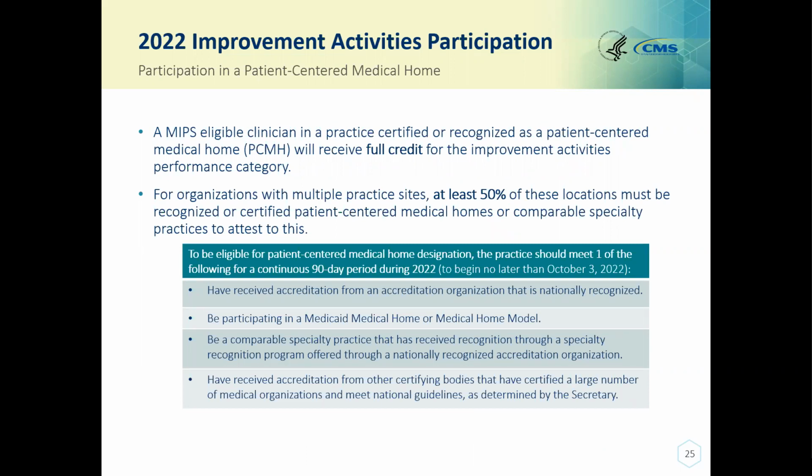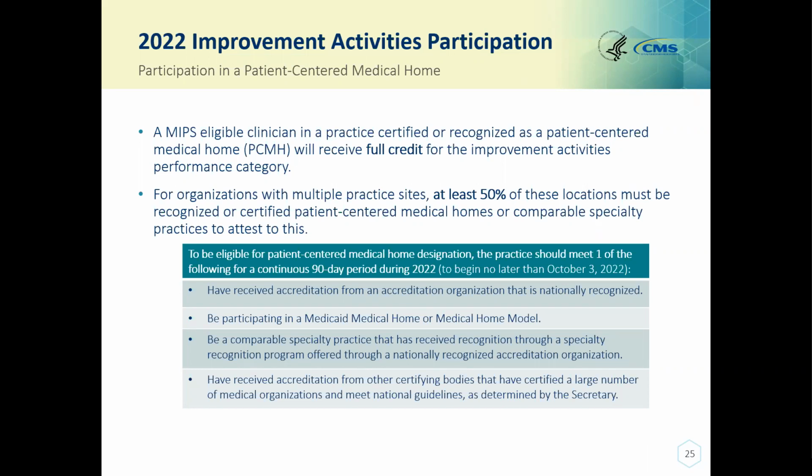For those folks that are in patient-centered medical homes, they have a special designation under improvement activities given to us by MACRA. If you are one of those clinicians, you could receive full credit for the improvement activity if you qualify as a PCMH. For organizations with multiple practice sites, which many are, at least 50% of your locations must be recognized as a certified patient-centered medical home or comparable specialty practice.